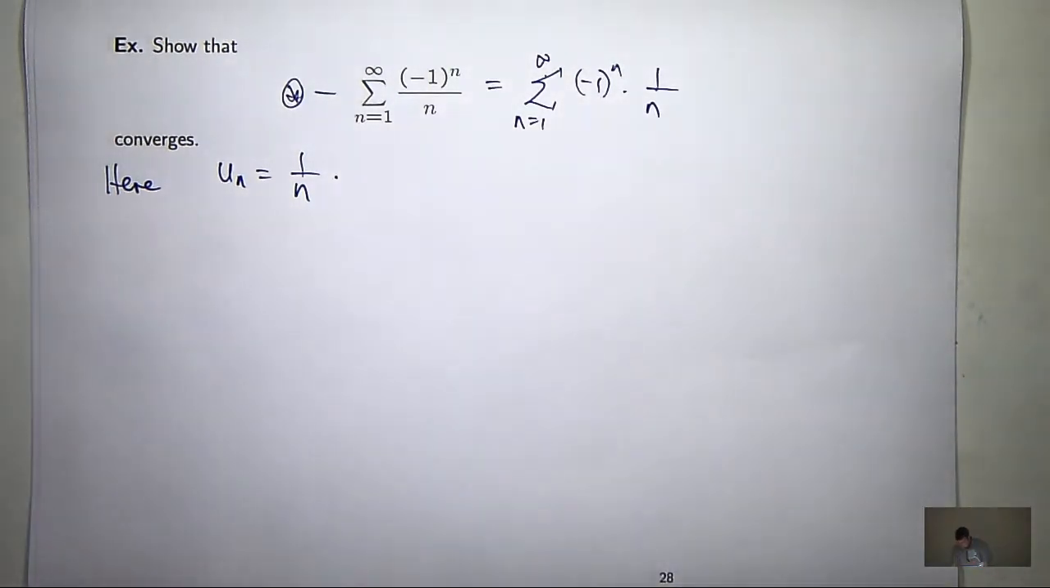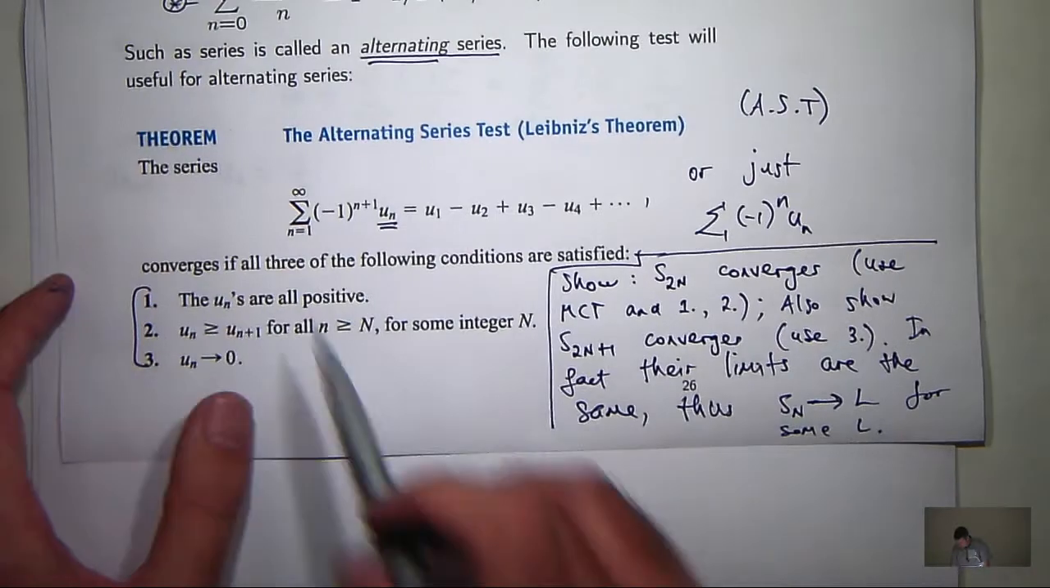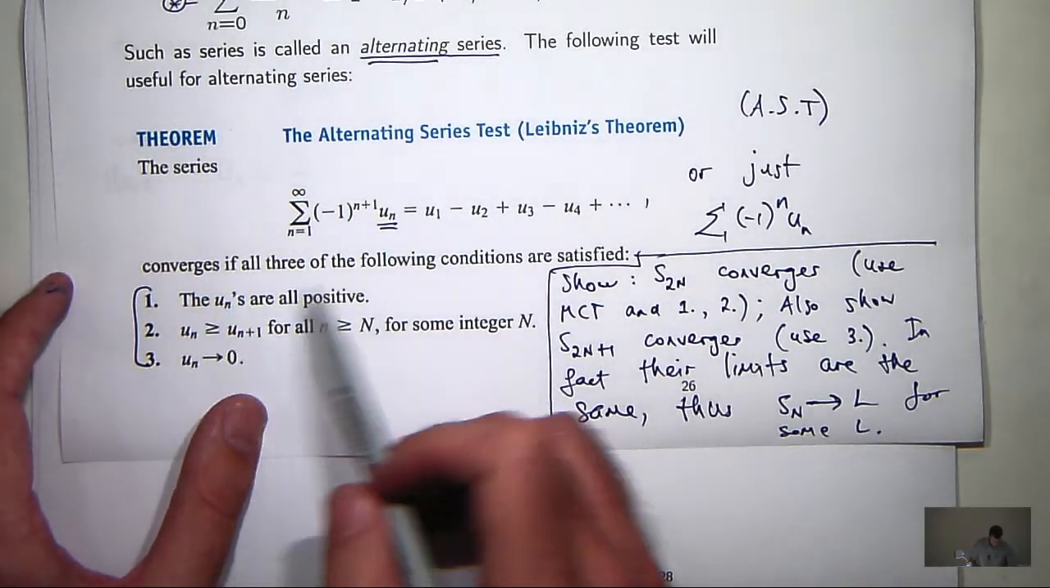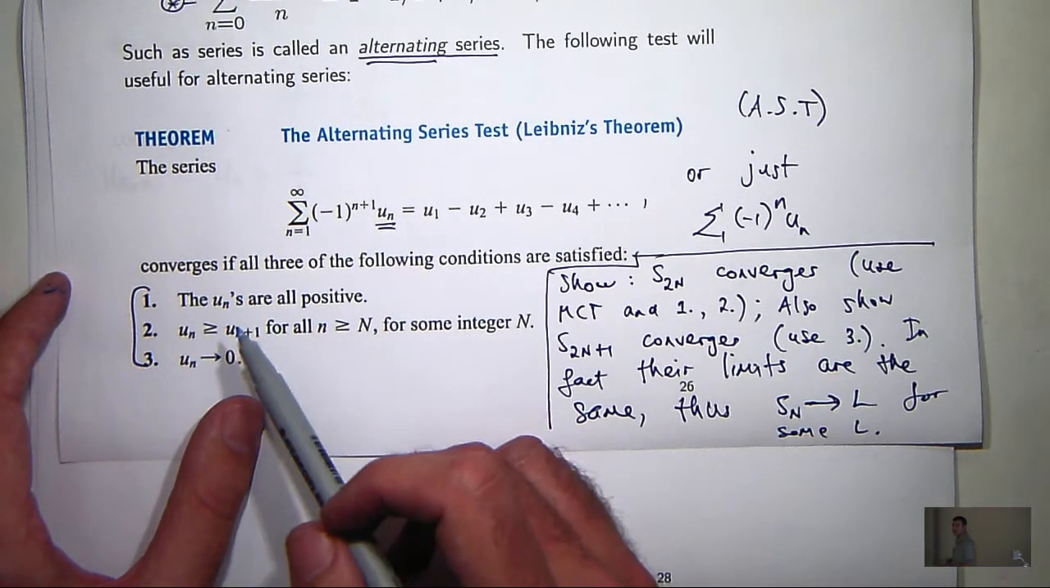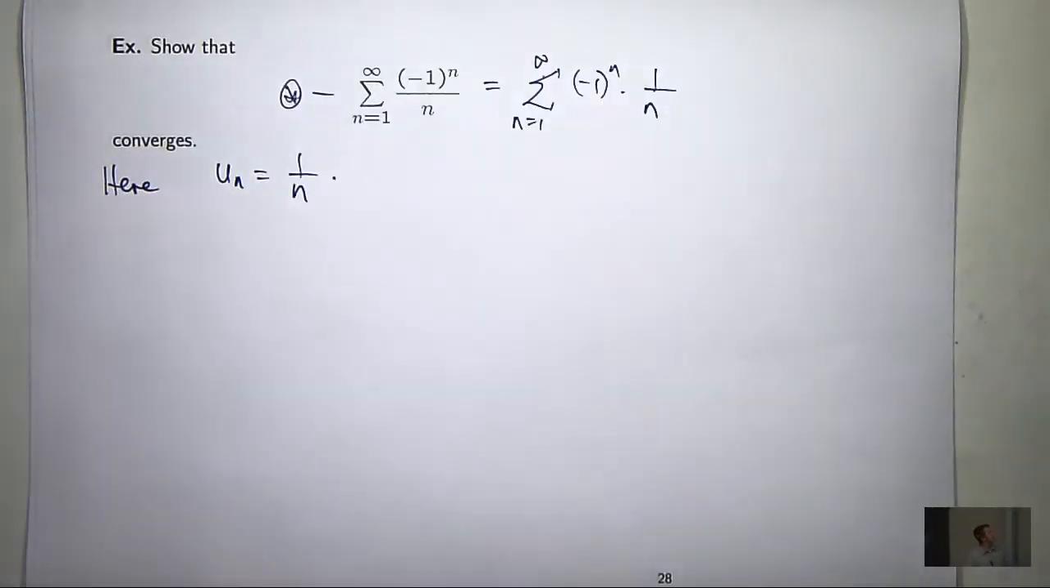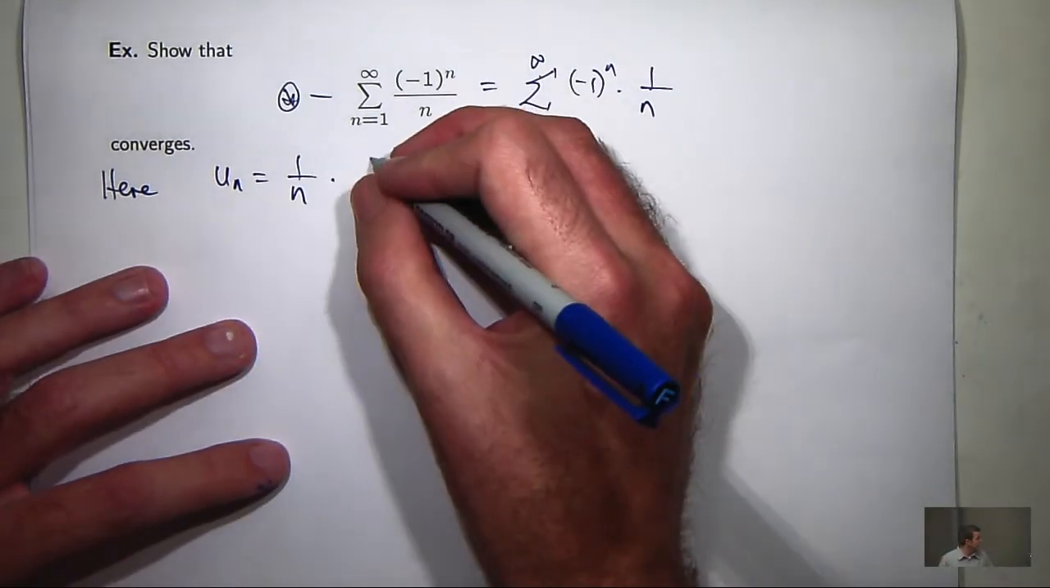So let's look back. I'll put this back up in a second. We've got 3 things to check. The u sub n's are all positive, they're non-increasing, and they converge to 0. That's the 3 things we want to check here. So all we do is just tick them off our list.